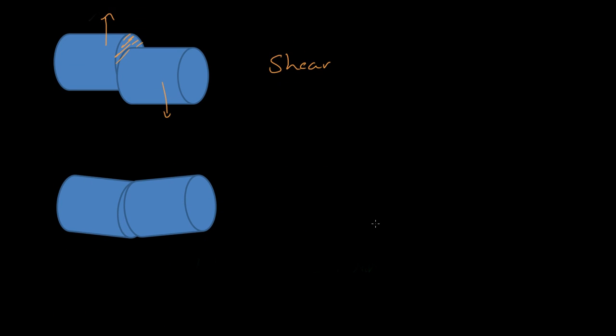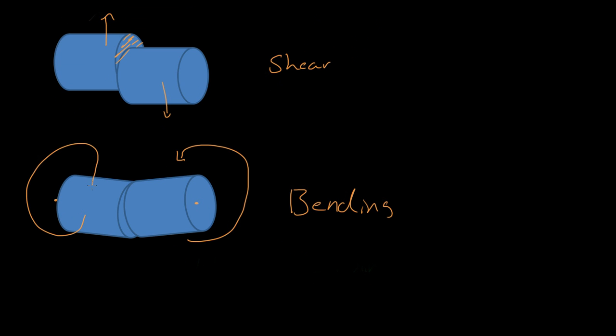The next one is bending. Bending occurs when you have moments. So let's say you had some moment here going around this point, and another moment that went this way. That's what bending's from. It's from moments.